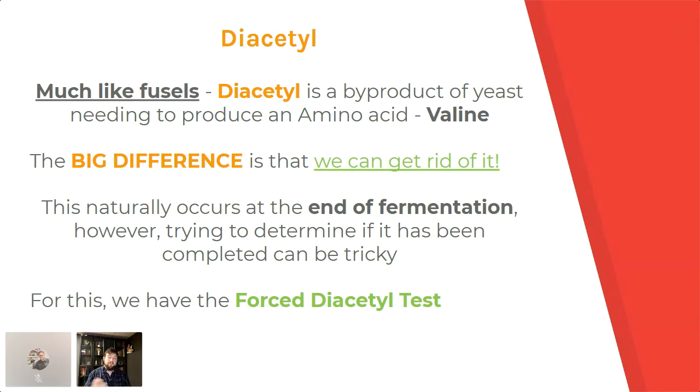The big one here is that with fusel alcohols, we can't get rid of them. We can't get rid of fusel alcohols unless we esterify them. It's really the only way. And if we don't esterify them, they're locked in. We're stuck. But diacetyl, we can get rid of it. Diacetyl is naturally reuptaken at the end of fermentation. However, trying to determine when it's actually completed can be tricky. And the reason, and we're going to talk about this right now, but we have a solution for this. It's something called the forced diacetyl test.